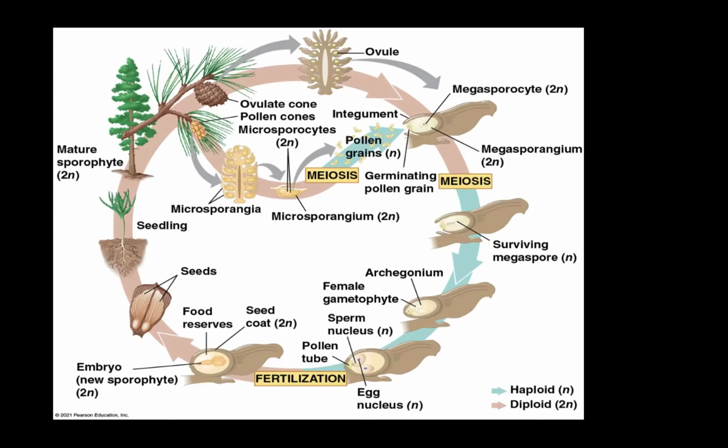If fertilization occurs, an embryo or a new sporophyte will develop. Within the seed, you will have food reserves that will help nourish the developing embryo, as well as an integument that will help to protect it. Once the seed matures, it will then disperse. If it is successful in dispersing and reaches the soil, it will then germinate itself to form a seedling plant. This will eventually develop into the mature sporophyte so the cycle can begin again.